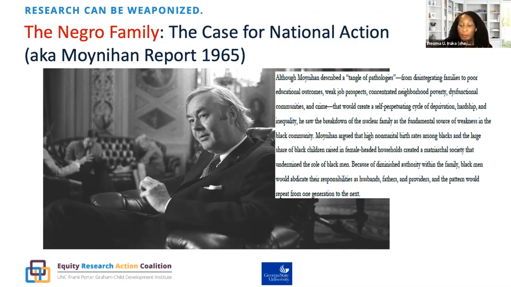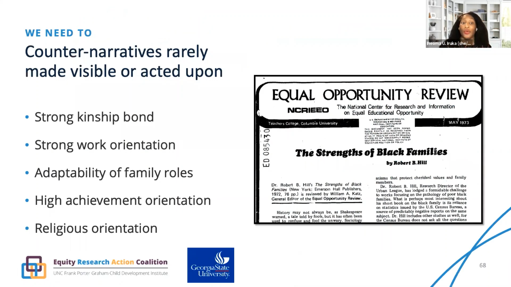So when you have this report, at the same time, there was actually another one from another great scholar, Robert Hill, who used the same data, all the stuff, and said the strengths of Black families. This was a counter narrative that existed at the same time that said Black families have a strong kinship bond, right?